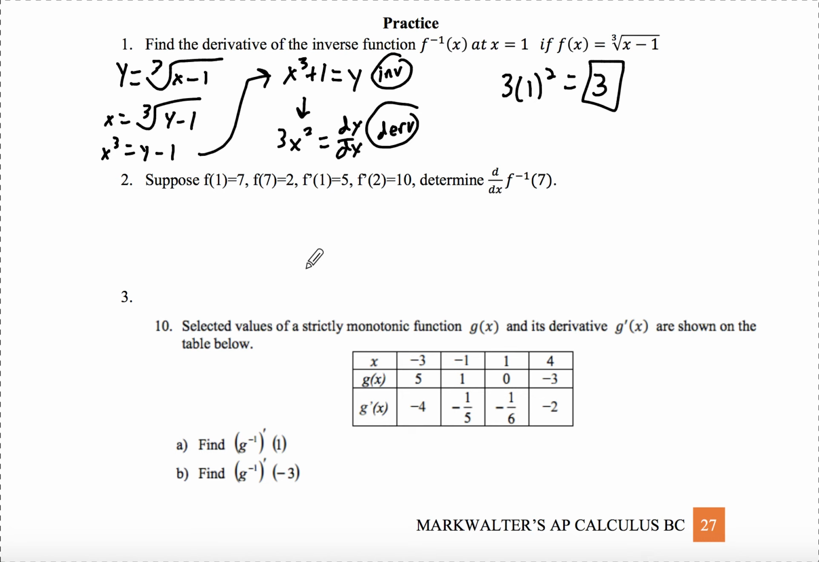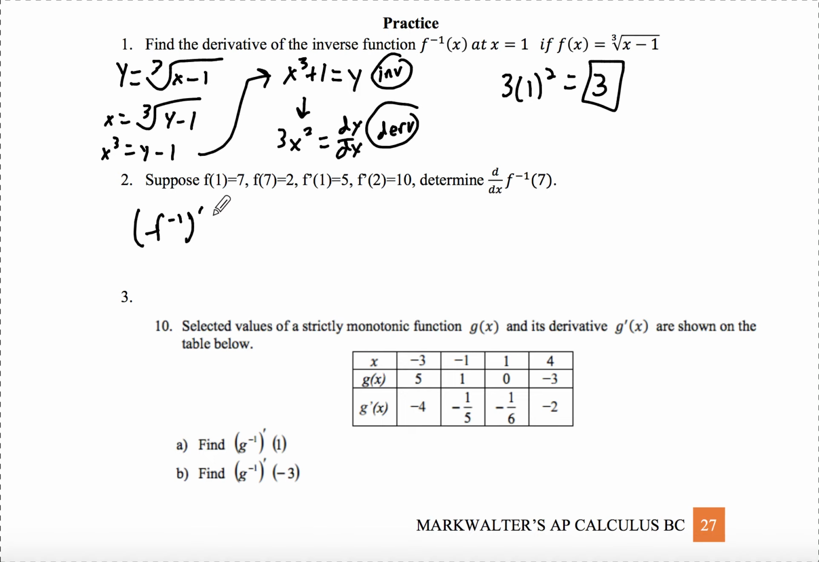Not too bad. Well, let's suppose we have this given information, and we want to determine the derivative of the inverse at 7. We get f of 1 is 7, f of 7 is 2, f prime of 1 is 5, f prime of 2 is 10. Let's follow that derivative rule we looked at earlier.